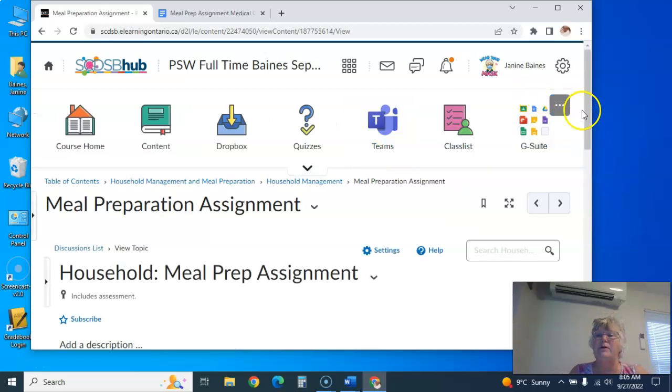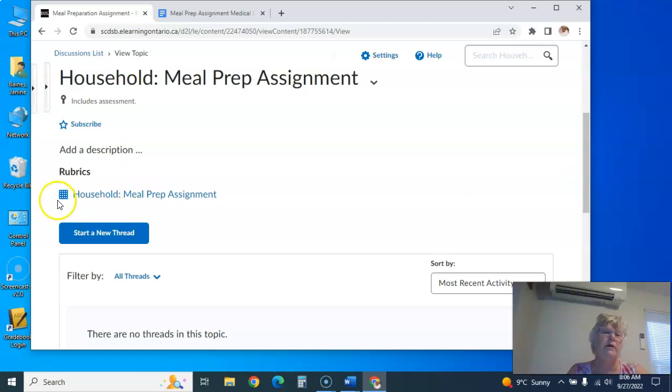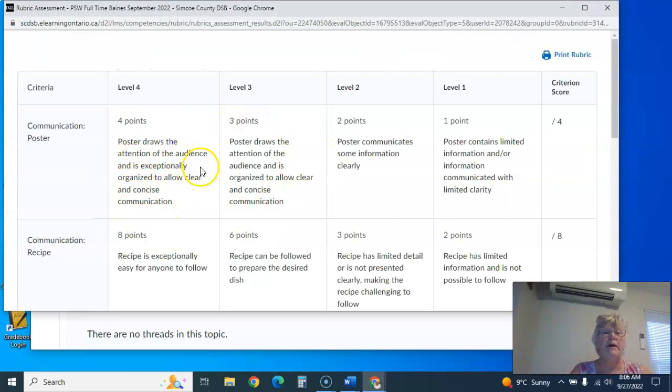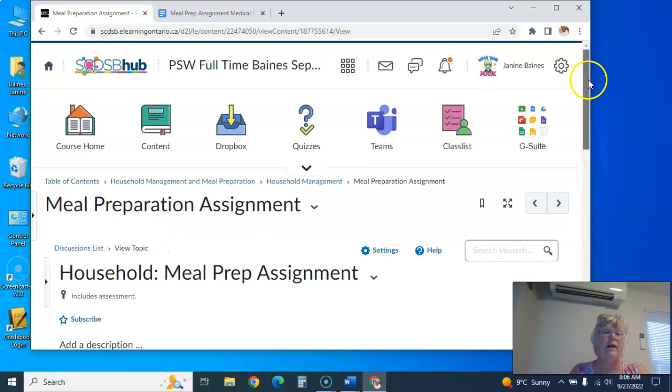But what you're going to do is your rubric is here. So you will see the rubric right here. So you can see your rubric and look at all of the criteria that you'll be looking at. Also, there will be a rubric for posting threads. So we're going to look at the assignment and you'll see the rubric there and posting threads.